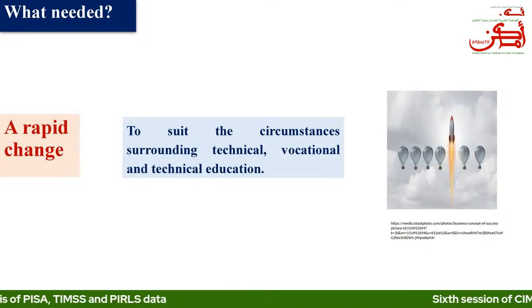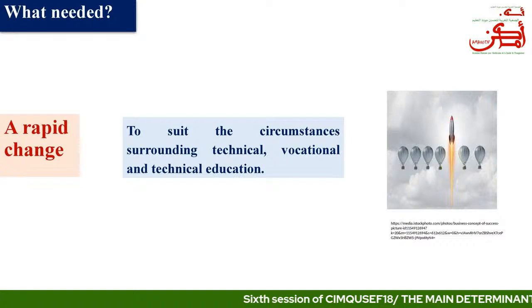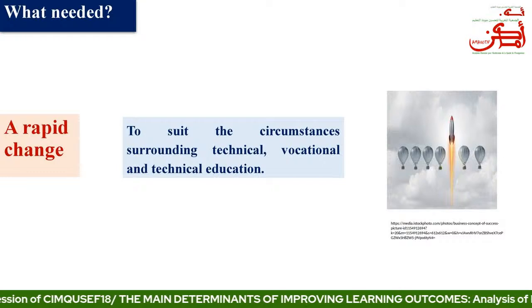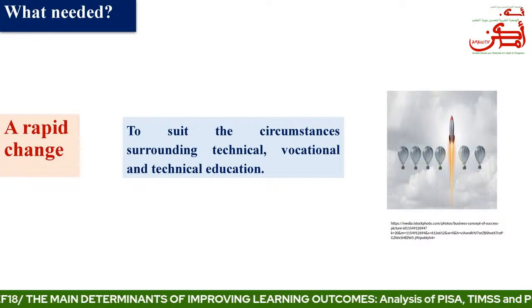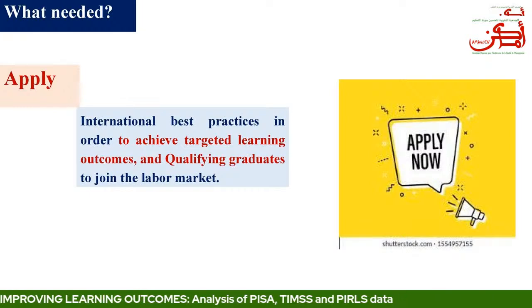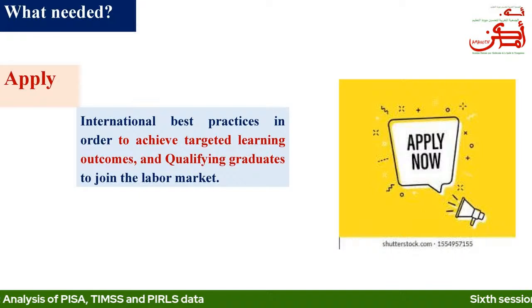What do we need? We need two things. We need rapid change and we need to apply. We need a rapid change to suit the circumstances surrounding technical, vocational and educational education, and also to apply international best practice in order to achieve target learning outcomes and qualify graduates to join the labor market.